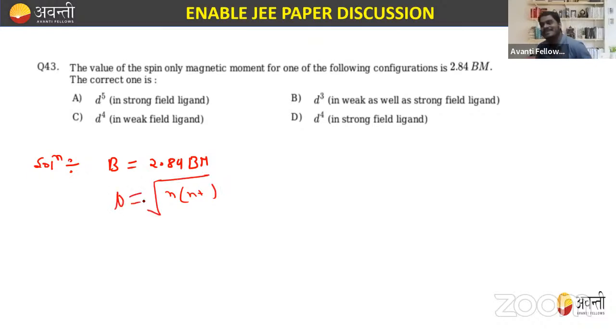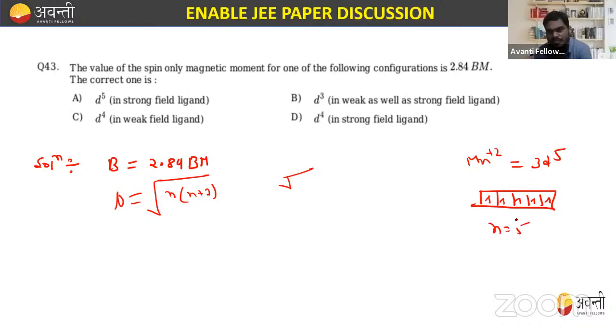Is this correct? n(n+1) or n(n+2)? Yes, that is n(n+2). Now, if I'm talking about 2.83, 2.83 means almost 3. So in which case does 3 come, when the number of unpaired electrons becomes how many? Let me give one example, then after that you can solve. Mn2+ has electronic configuration 3d5. How can we write 3d5, beta? That is 1, 2, 3, 4 and 5.